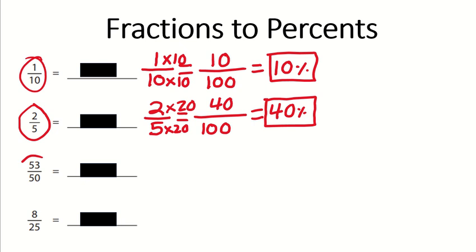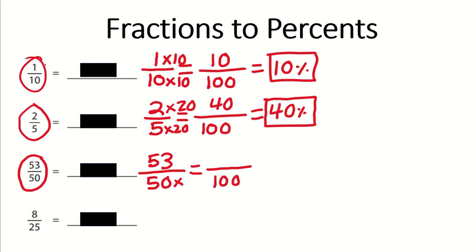Right. All right, now let's see if it works with this funky looking fraction right here, this 53 over 50. Now we want to have the denominator become 100, so we'll set up an equivalent fraction. 50 times what equals 100? 50 times 2 equals 100. And what I do to the bottom, I've got to do to the top. And 53 times 2 is 106. And 106 out of 100 is 106%.